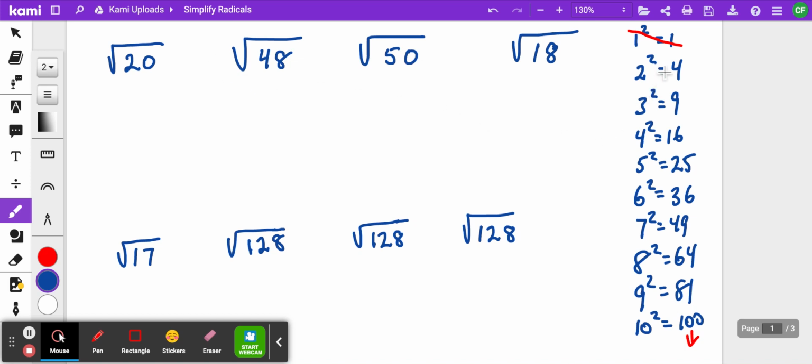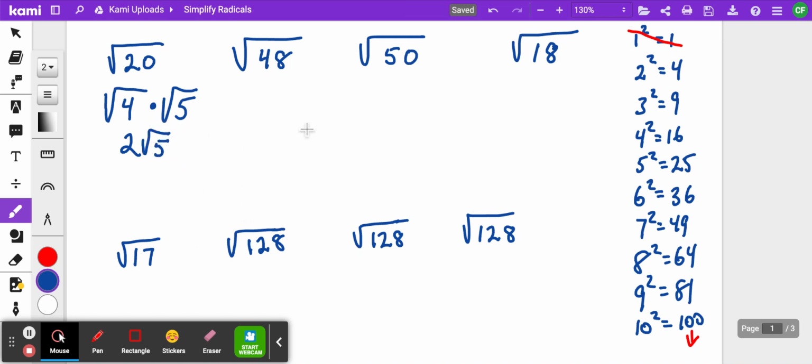So we want to find the biggest number in this perfect square column that goes into 20. The biggest number that goes into 20 is 4, which is a perfect square, and it goes into it 5 times. Then we take the square root of 4, which is 2. The square root of 5 we can't do anything with, so our final answer is 2 root 5.